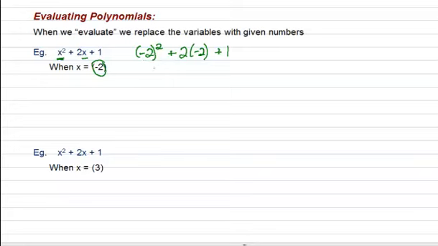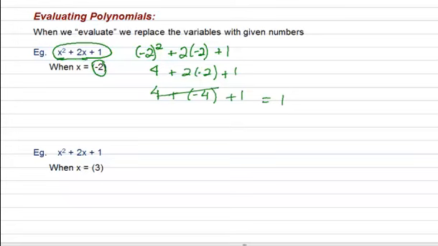So -2 to the second power. I'm just going to do one thing at a time. And then 4 plus, and here we've got -4. 4 plus -4 is 0. So when we evaluate this polynomial, plugging in -2, we get 1.